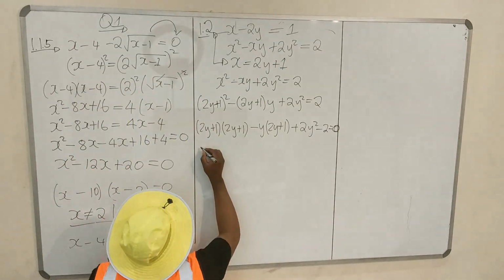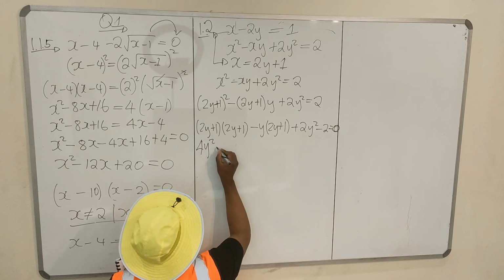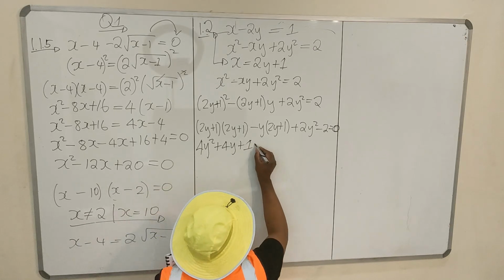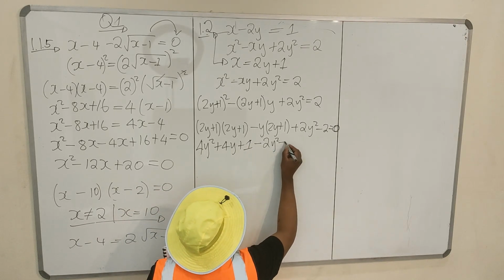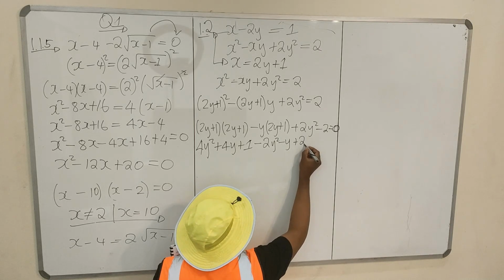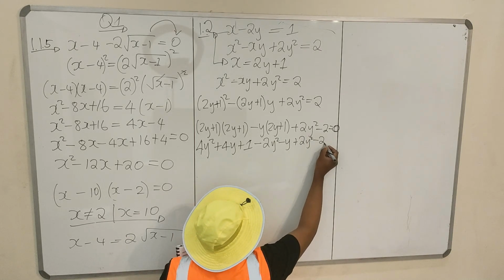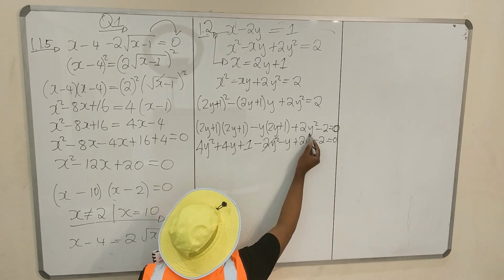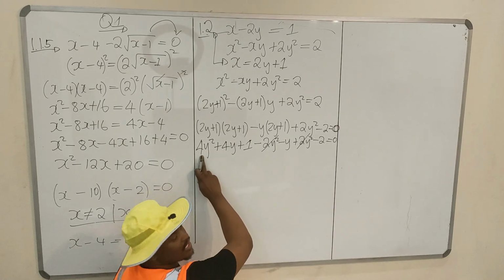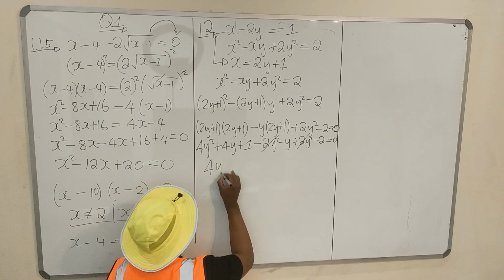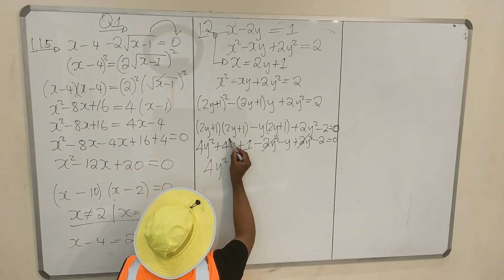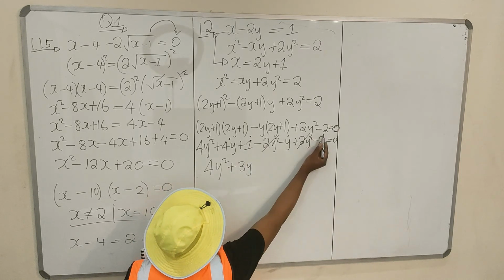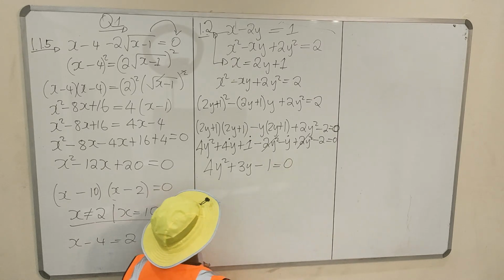Then we expand this. So what do we have? We have 4y squared plus 4y plus 1, minus 2y squared minus y, plus 2y squared minus 2 is equal to what? It's equal to 0. Is everyone happy? Yes. So this one and that one go away, so you're only left with 4y squared. Then you go to your y's. You have this one and that one. What do you have? You have plus 3y. And this one and that one have what? Minus 1 is equal to 0.